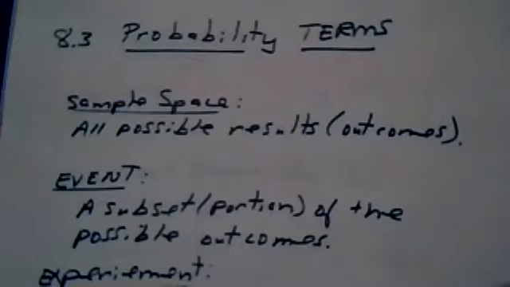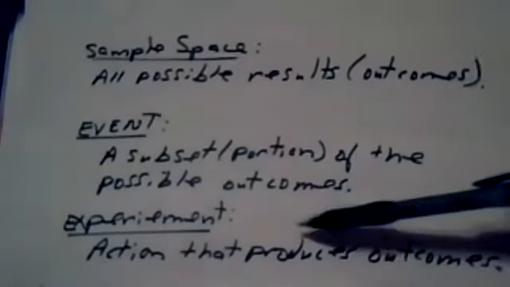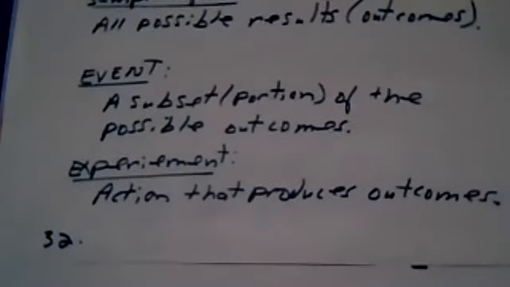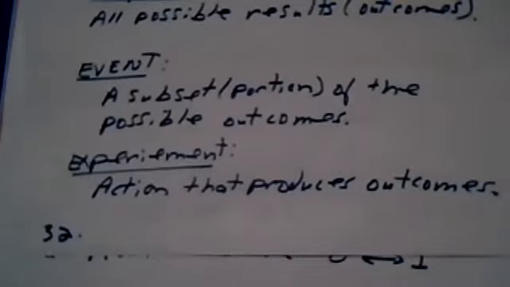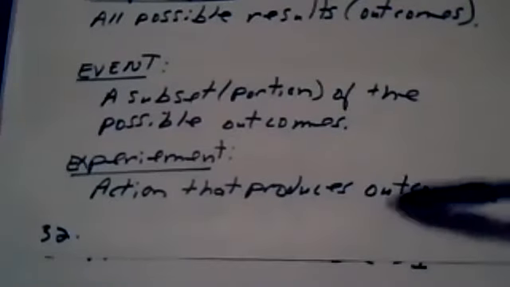For example, if you toss a pair of dice, well, that's the action that produces outcomes like, did it fall 1? Did it fall 2? Was it 1 and 1? The experiment involves the action that produces outcomes.